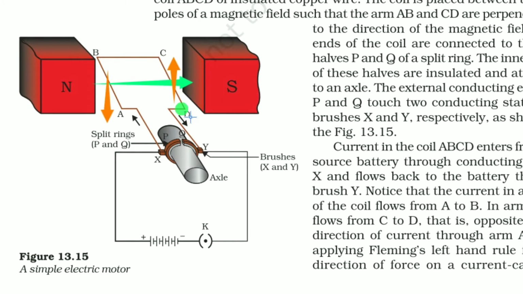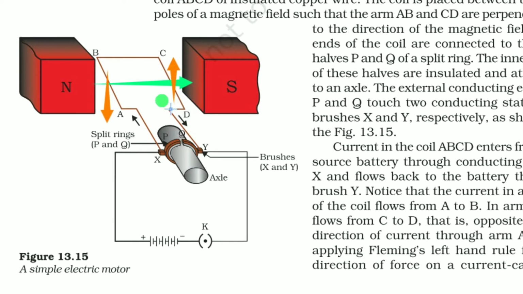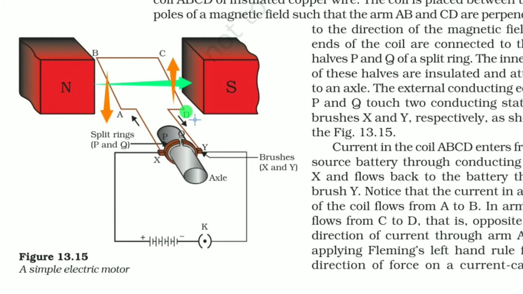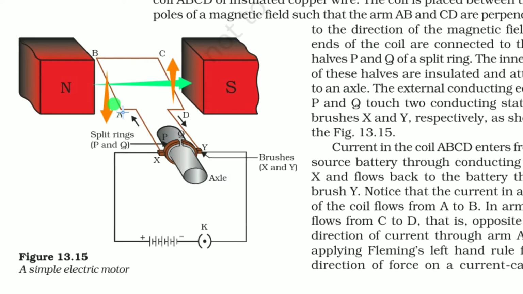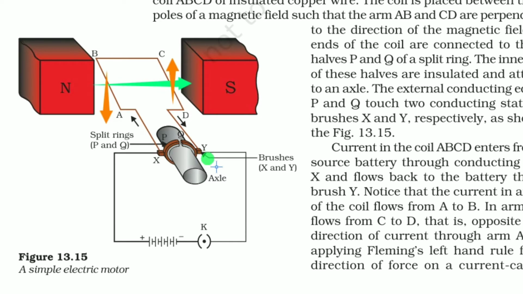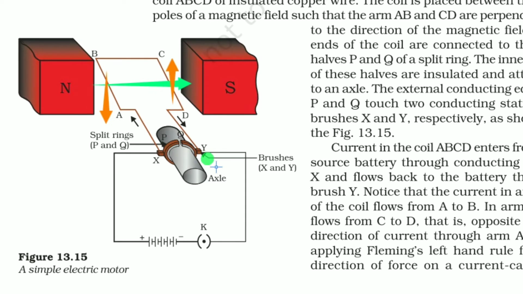So when current changes, what will happen? The force obviously will change, and that's why when CD comes to AB and AB comes to CD, that means previously AB was pushed down and CD was pushed up, so it also changes. Now AB will be pushed up and CD will be pushed down. In this way, after each half rotation, that means after 180-degree rotation, the current is reversed as well as the force on the arms.